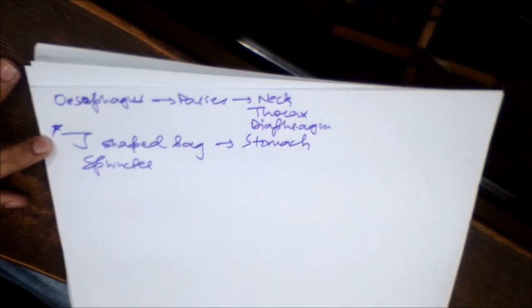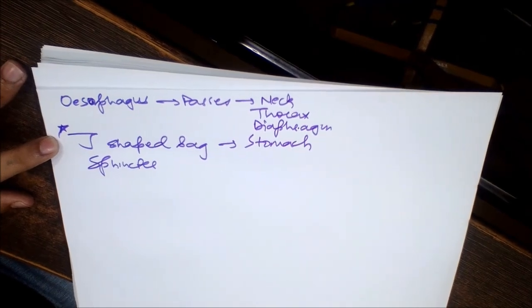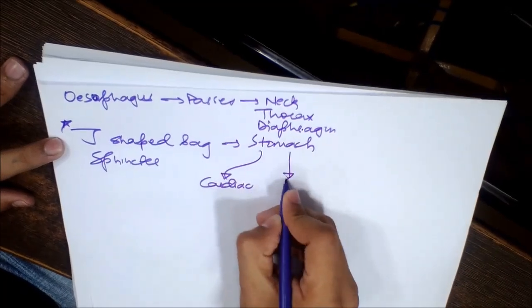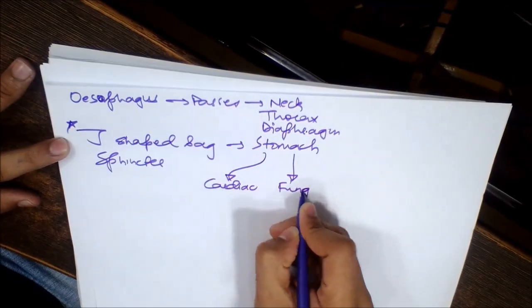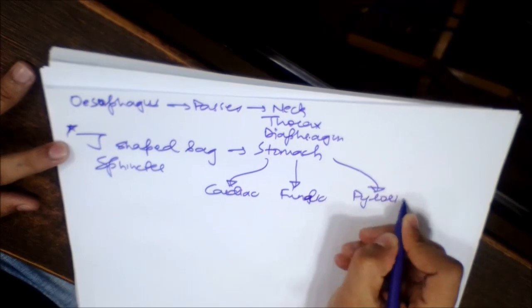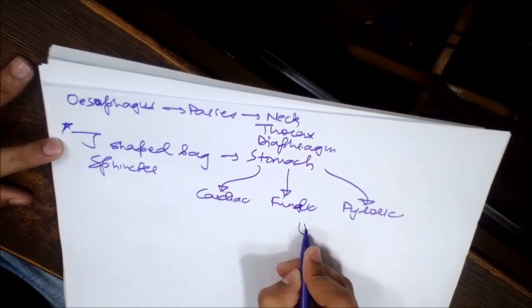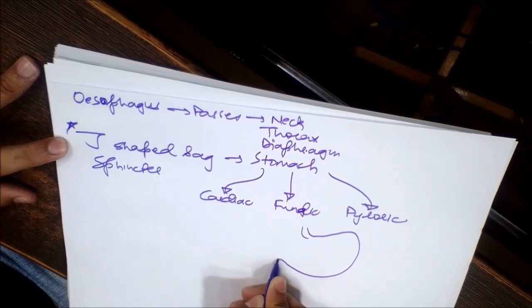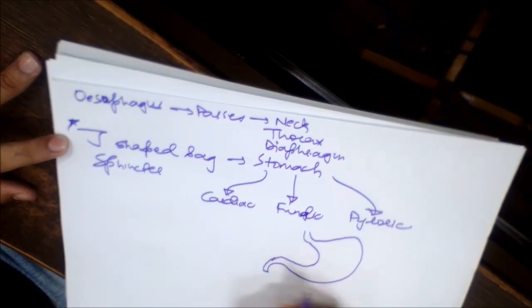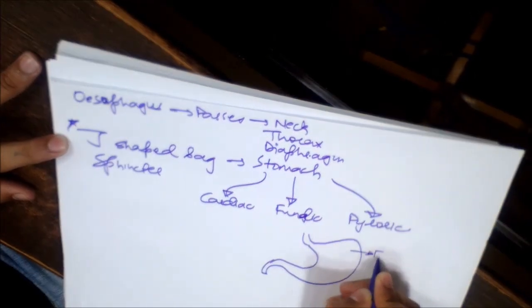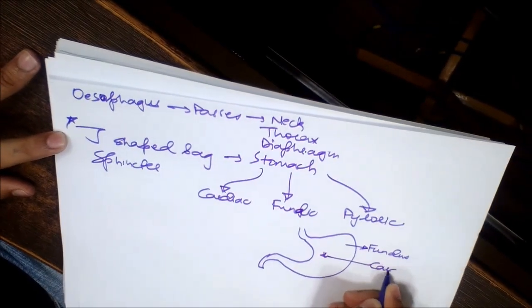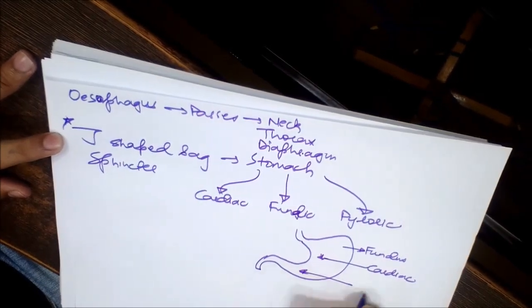The stomach is located in the upper left portion of the abdominal cavity and has three major parts, which are the cardia, fundus region, and the pyloric region. It is a J-shaped organ showing presence of the fundus, the cardiac part, and the pyloric part.